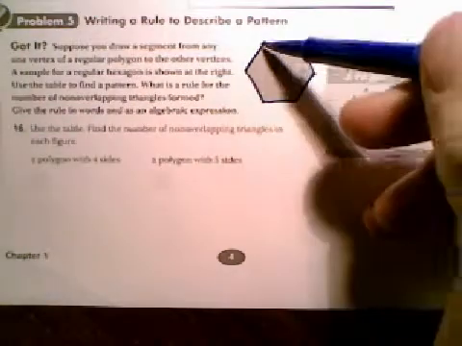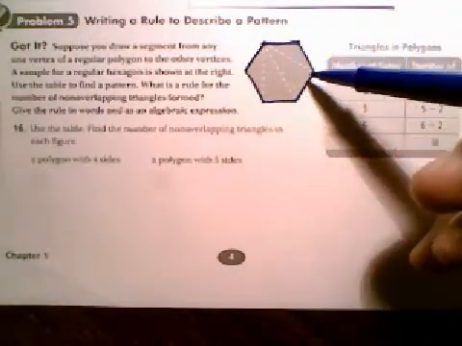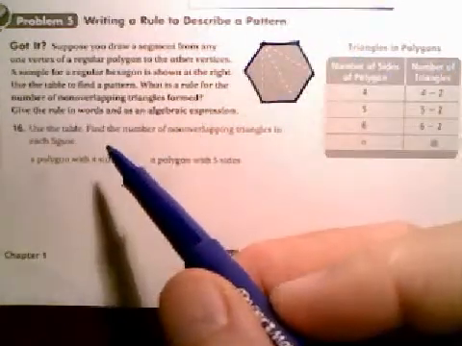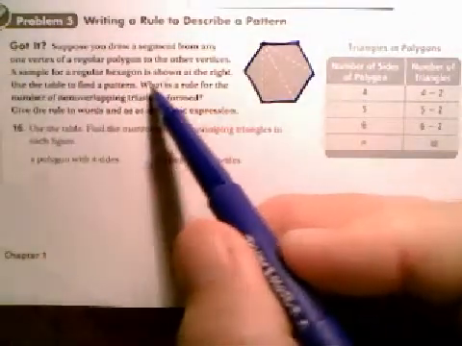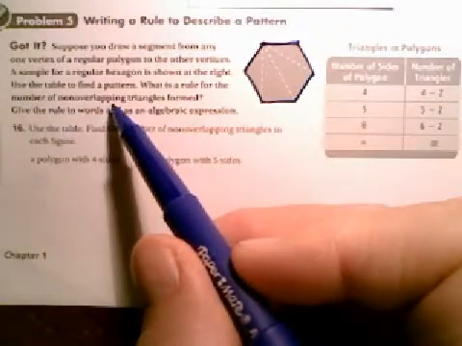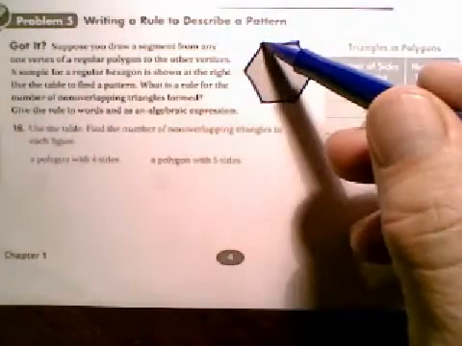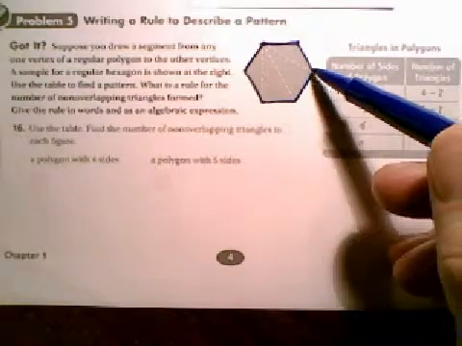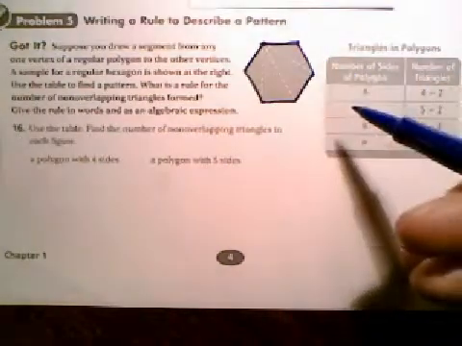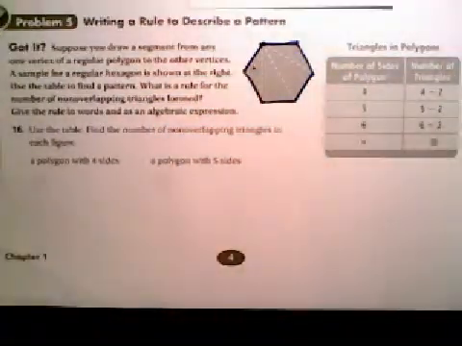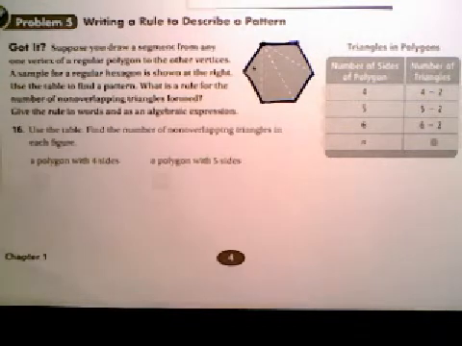And so in a regular hexagon, how many could you actually draw from a vertex to the other side? It says a sample for a regular hexagon is shown at the right. Use the table to find a pattern. What is the rule for the number of non-overlapping triangles formed? So when you draw a line segment from any one vertex to all the other vertices, here we drew 3 of them. How many triangles do you see formed? Well, if you count the triangles, I should get a different color. If you can give me just a quick timeout, good to get a different color here.